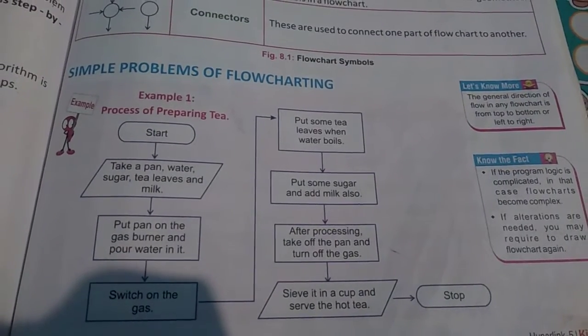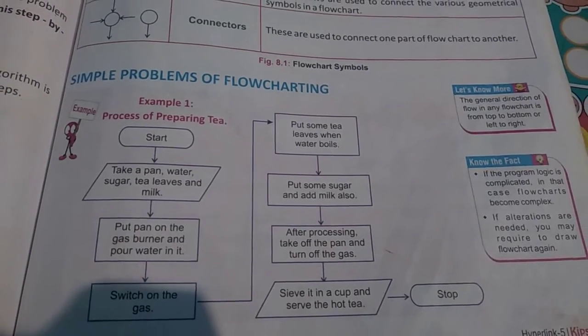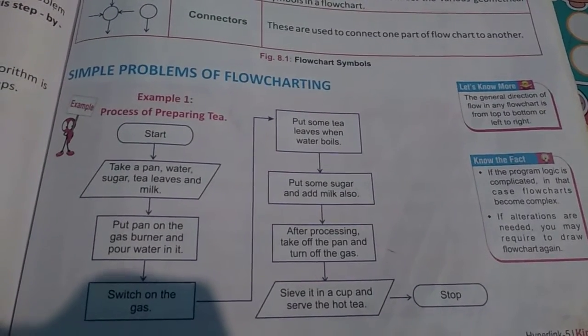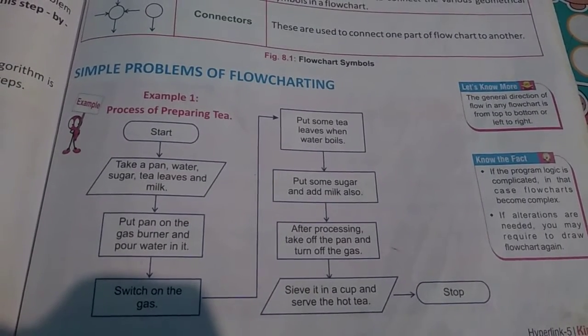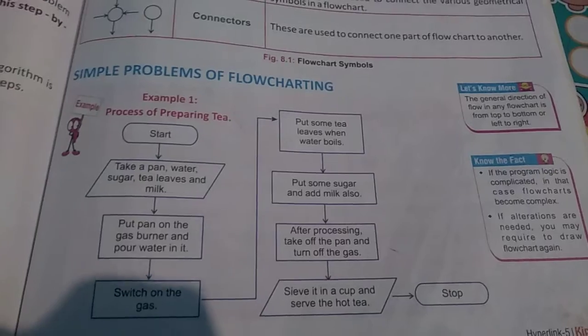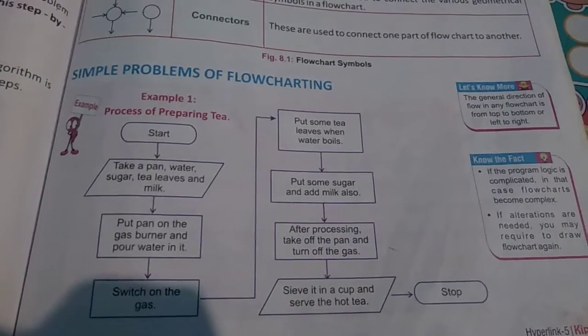After processing, take off the pan and turn off the gas. Okay, so after processing is done, when you see that the tea is now prepared, what you will do is turn off the gas burner.